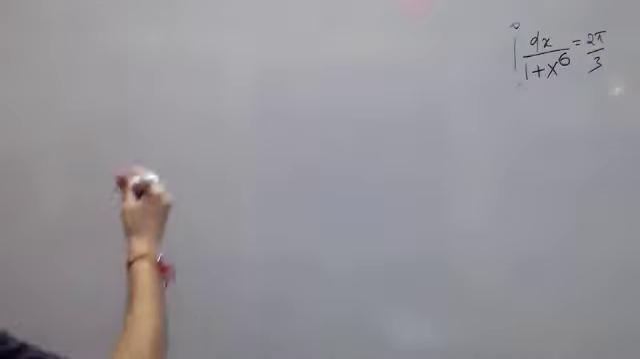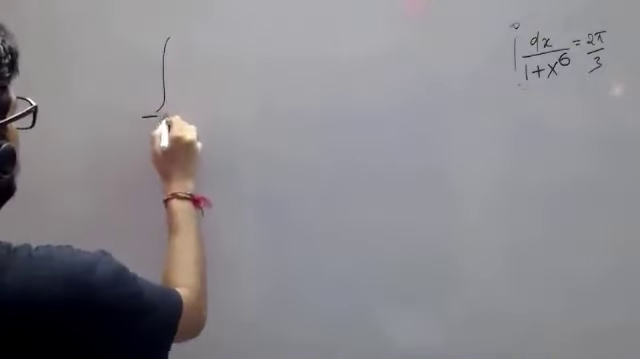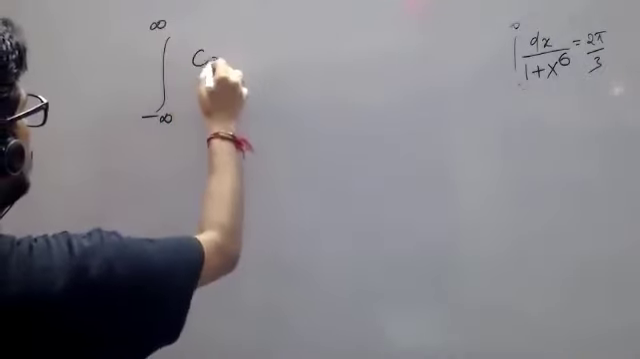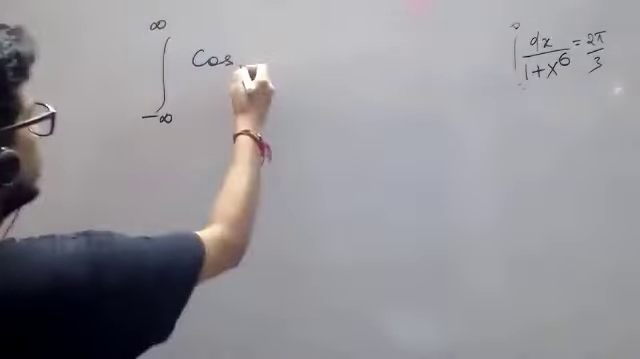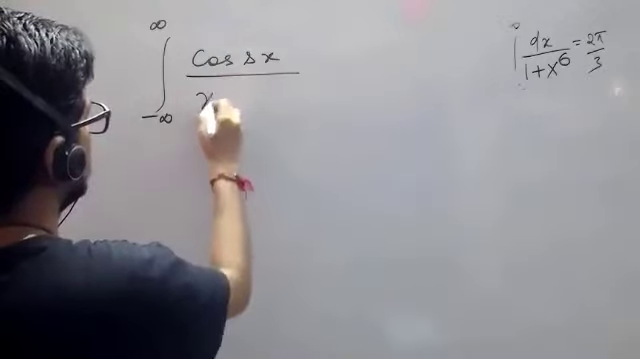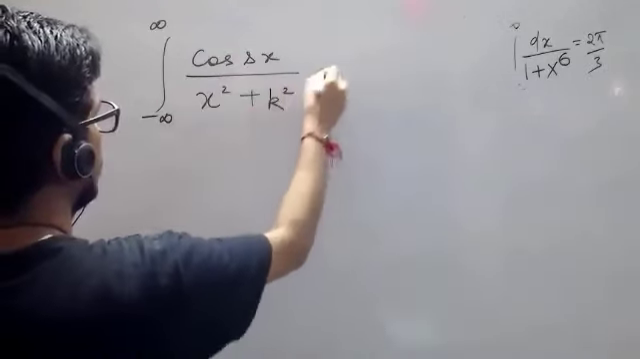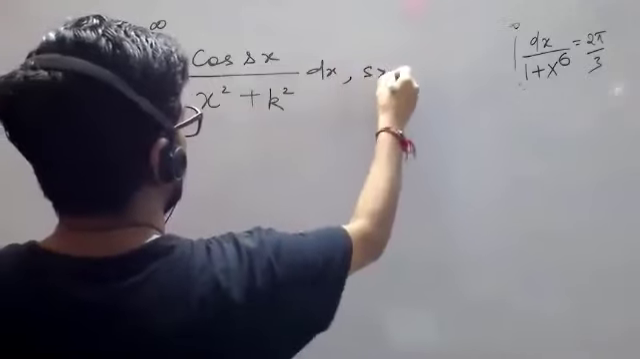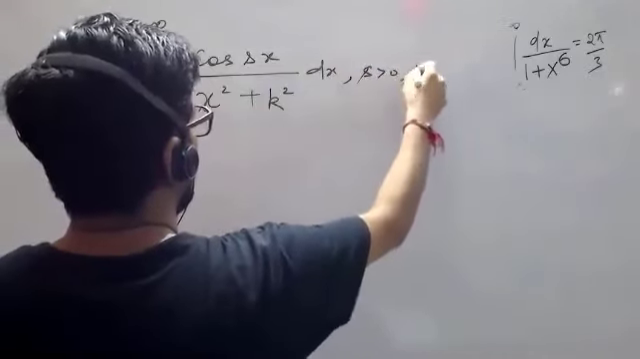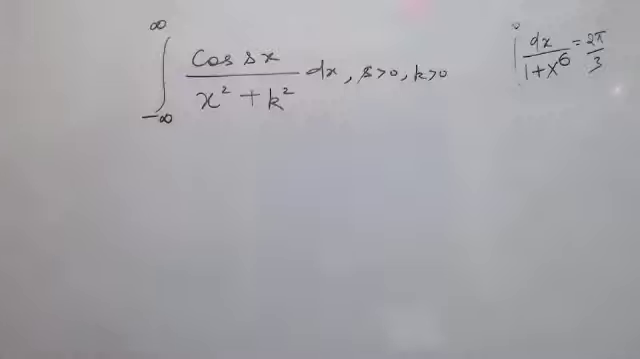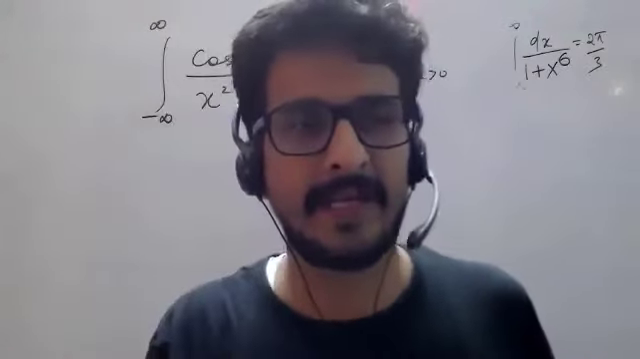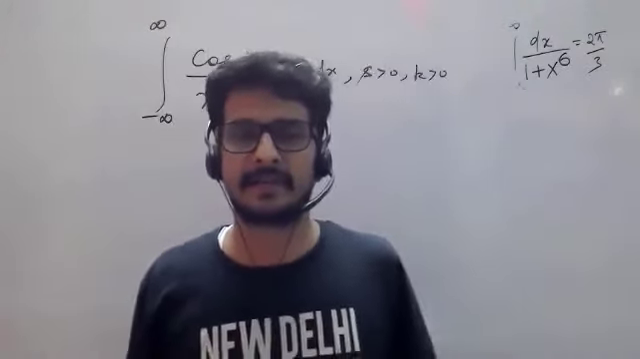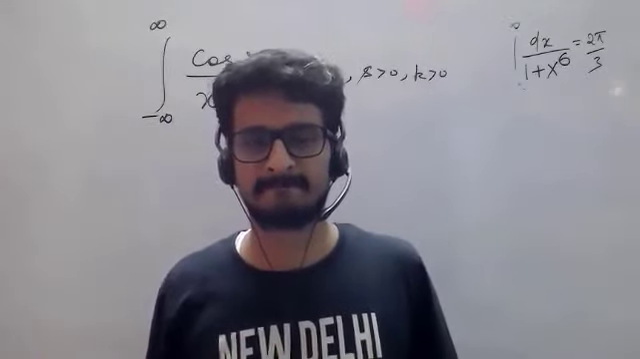Now there is another integral that is known as Fourier integral, that I will teach you in Fourier transformation also. Suppose the integral is given like this: cos of sx by x square plus k square dx, and it is given that both s and k are positive. We have to find out this integration, and you will see that using contour integration it will become very easy to calculate this integration. Okay, fine.